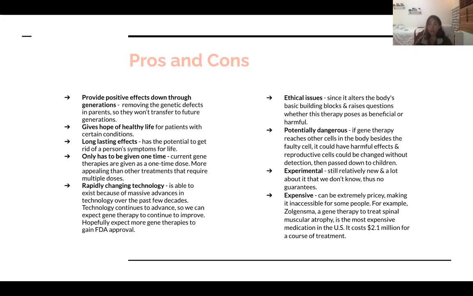And one of the most costly prices is this spinal muscular atrophy medicine, which costs $2.1 million just for one course of treatment. So there's a lot of pros and cons to weigh out with human gene therapy, but it's a rapidly developing and evolving method that has benefited a lot for our society.